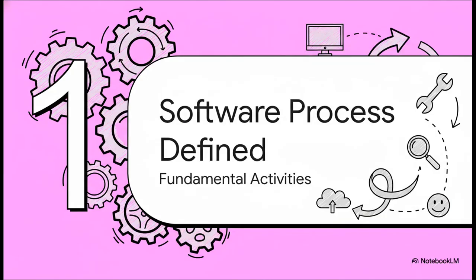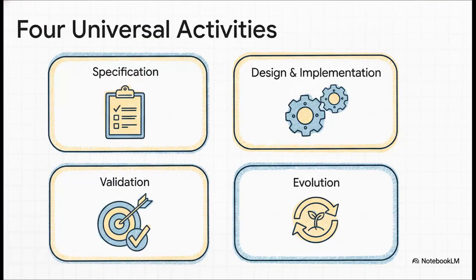What are the core parts, the fundamental activities that make up any software process, no matter how different they might seem on the surface? Well, it turns out pretty much every software project in existence boils down to these four things. First up, specification. You got to figure out what you're actually building. Then, design and implementation. Okay, let's go build the thing. Next, and this is so important, validation. Did we build the right thing? Does it do what the customer actually wants? And finally, evolution. Because let's be real, software is never truly done. It's a living thing that has to grow and adapt over time.